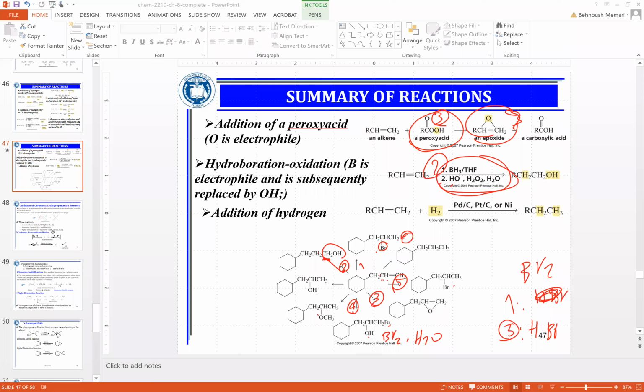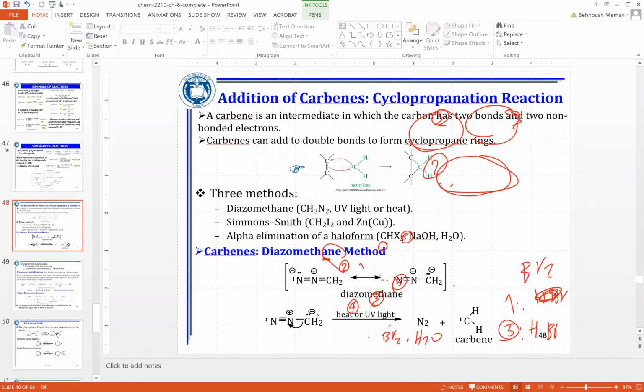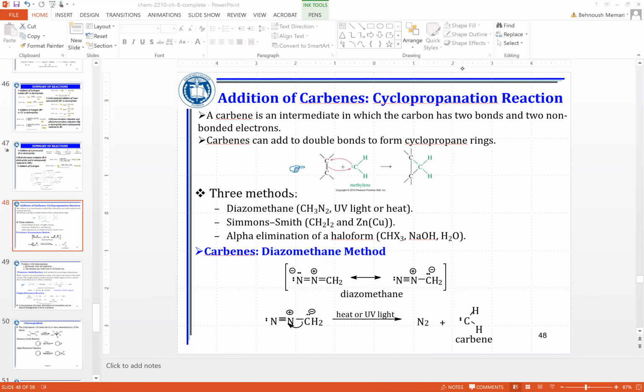So if you go through the slides, you can complete and write the reagents for all. You have that in the homework assignment. Okay, enough reactions. Let me stop recording.